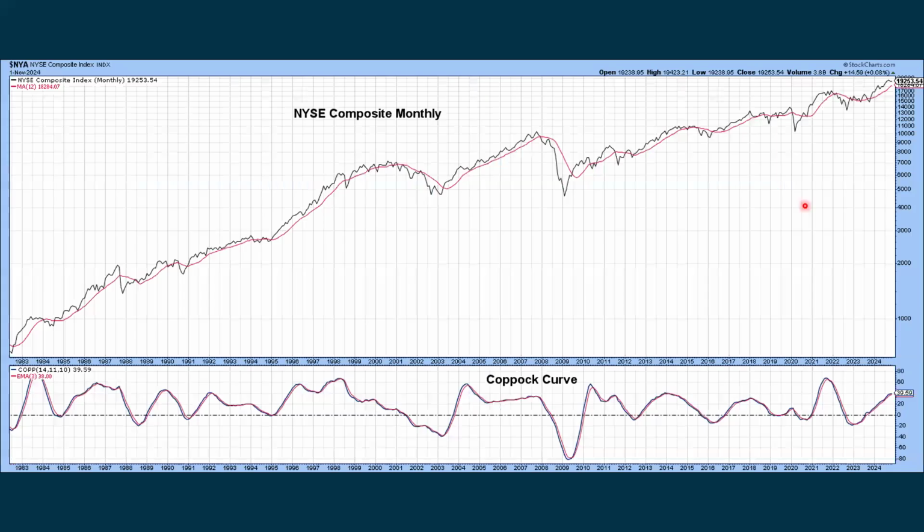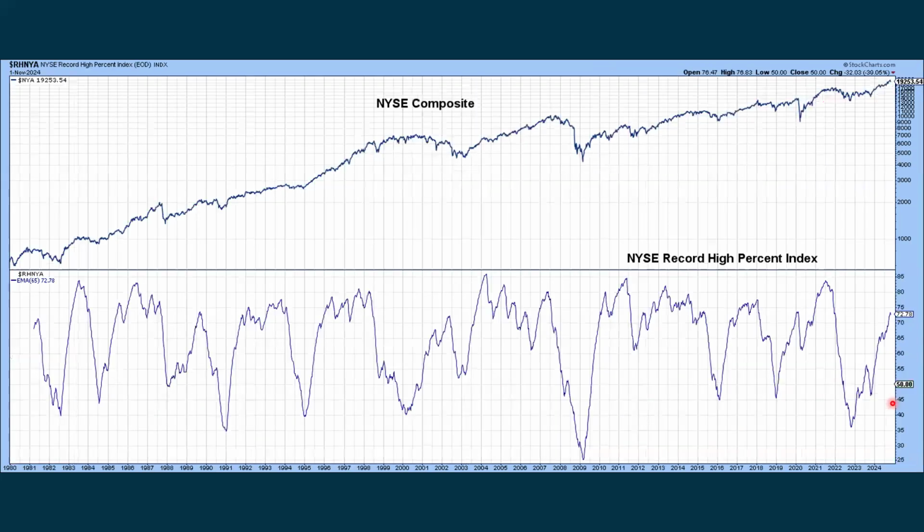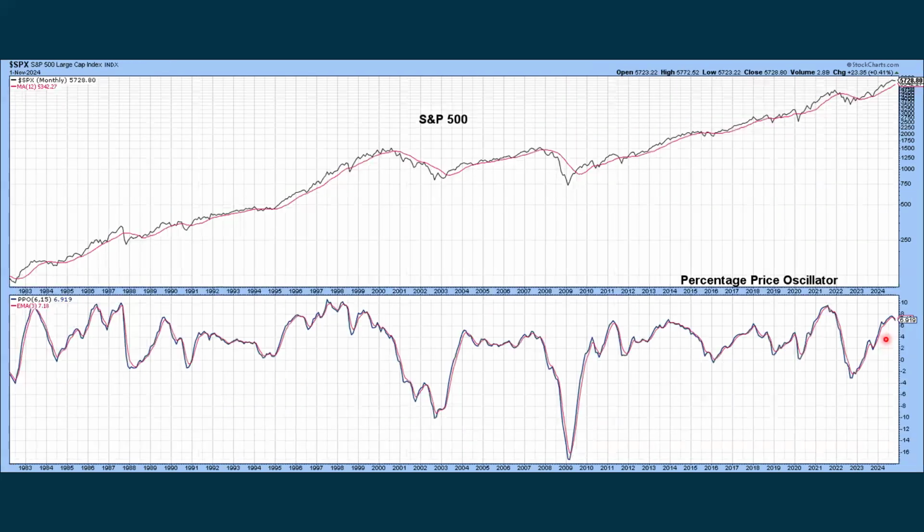Then some long-term charts. This is a monthly chart of the NYSE composite, seeing a little bit of weakness, but still above an advancing moving average. And the Coppock curve, which is a momentum oscillator, continues to go up. This is a daily chart of the NYSE, and then we look at the NYSE record high percent index, coming back a little bit here, but overall we've been really strong with the broader market as measured by the NYSE.